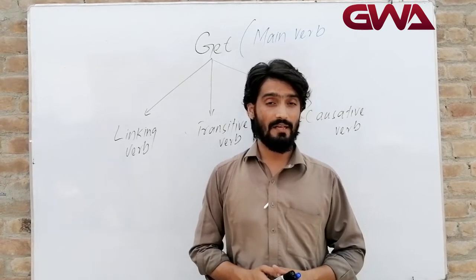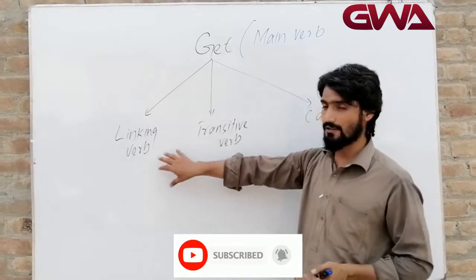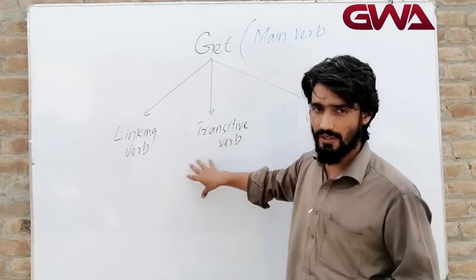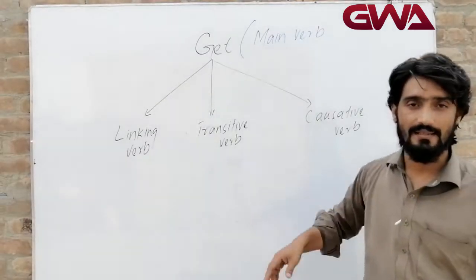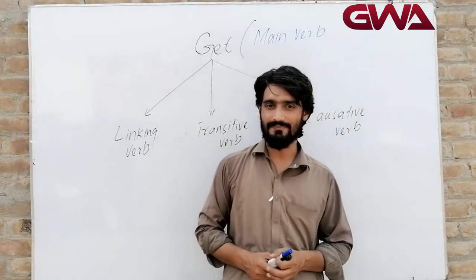Get is a main verb. We can use get in three different ways. We can use get as a linking verb, we can use get as a transitive verb, and we can use get as a causative verb. We will study them one by one.